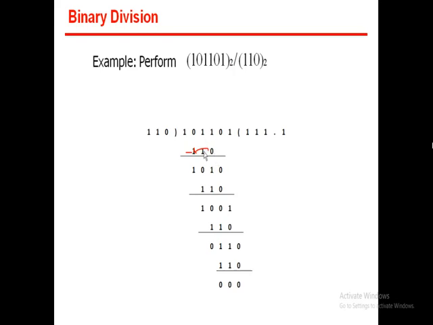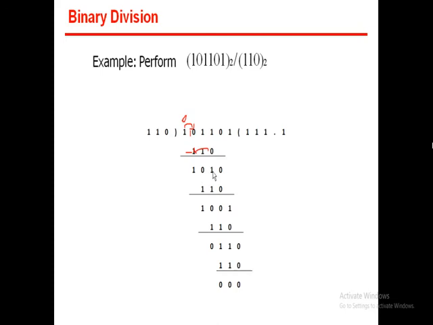So we borrow 1 from here. So it becomes 0, and here it becomes 10. 10 minus 1, 1. 10 is 2, so 2 minus 1, 1. Then we will get 101. Then move this 0 to here.